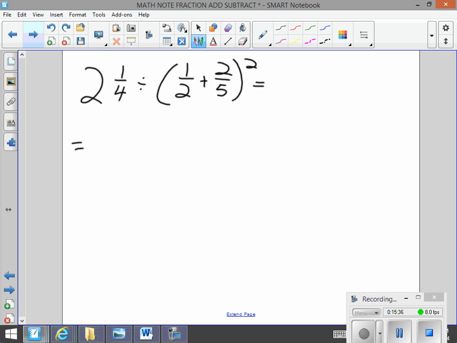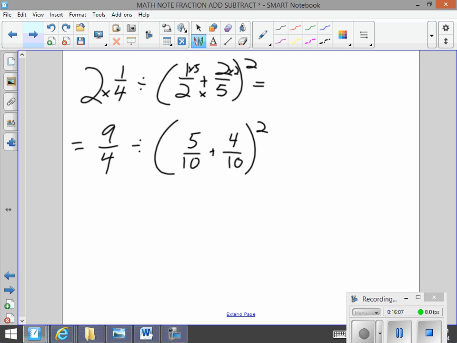But first, in the same step, we may as well change this to improper. So we have 8 over, or no, what am I doing? That's not right. We have 8 plus 1 is 9 over 4. All right, let's do our brackets. So we need a common denominator. Let's just times them. We get 10, so we'll work with 10. That's going to be times 5. That's going to be times 2, so that would be 5 and 4.